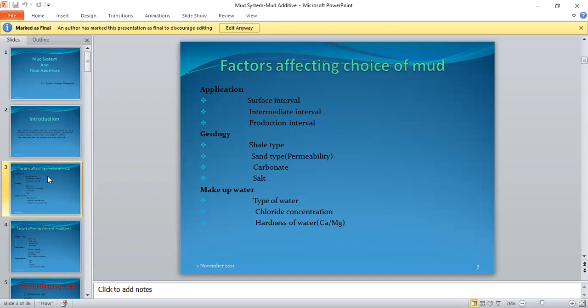Then you have the intermediate interval. You continue to drill. Your target is the production zone. Your target is the reservoir. You drill prior to the production zone. You decide to stop and run a casing and cement it.